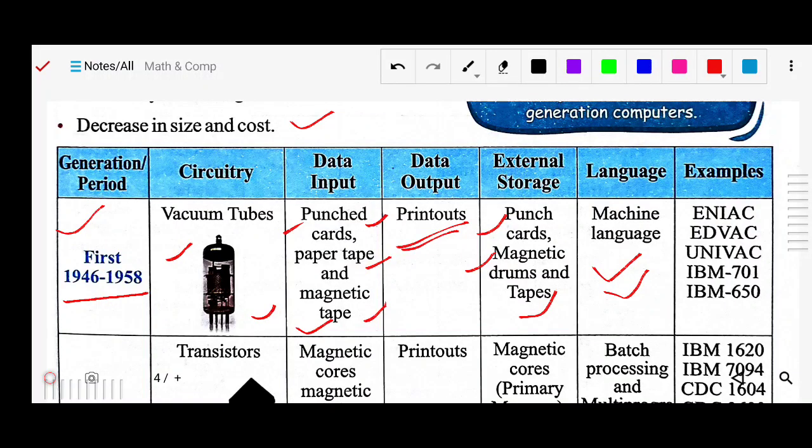Some examples of first generation: ENIAC, EDVAC, UNIVAC, IBM 701, IBM 650. These are the examples of first generation computers. You have to write and learn it.